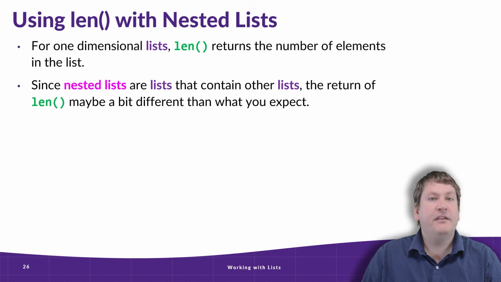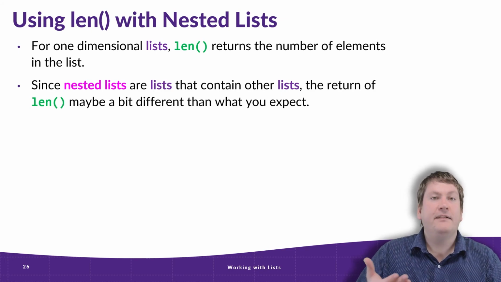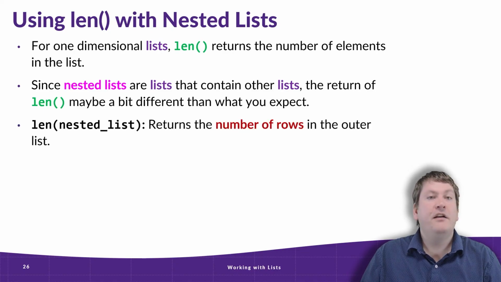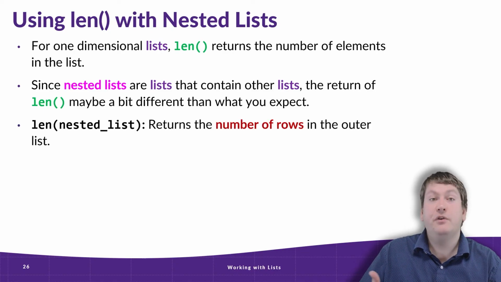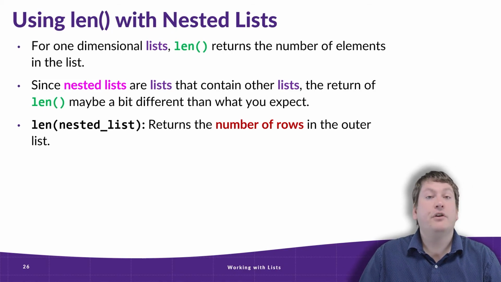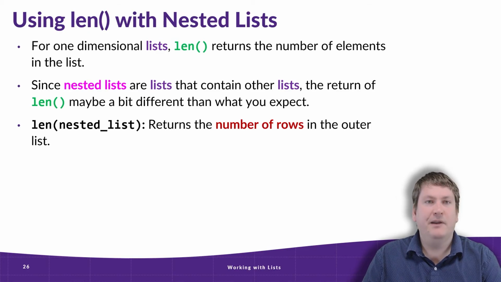That's because length returns the number of elements in the outer list. It's going to tell you how many lists there are in your list of lists. It's not going to tell you how many elements there are in total. So this might be a little bit different than what you expect. If we call the length function on a two-dimensional list, on the outer list, just like its variable name, it's going to return the number of rows in that list rather than the total number of elements.